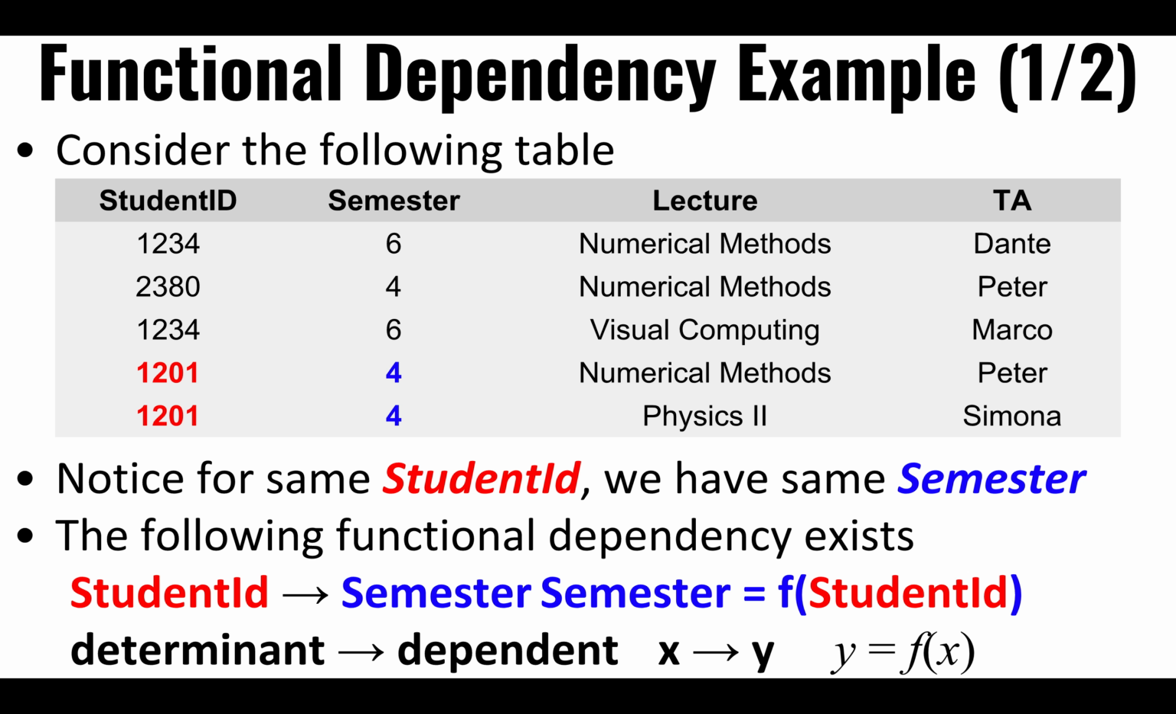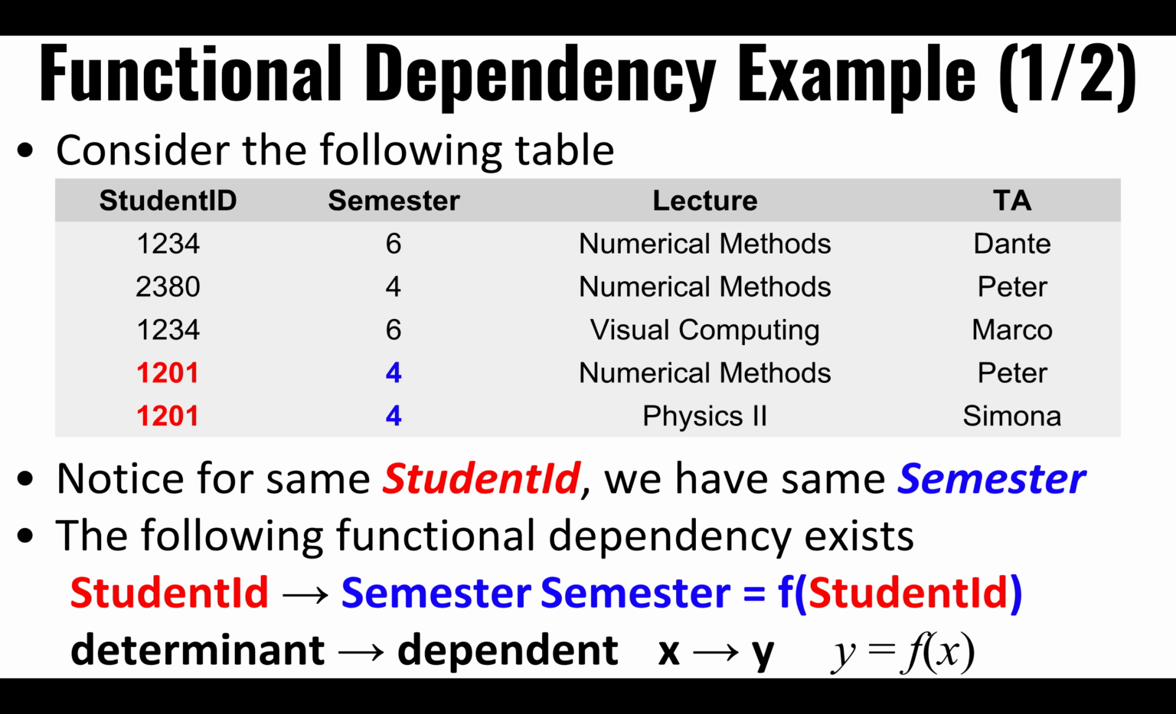Okay. In this particular record, it shows that particular student is taking a particular lecture called numerical methods. In a separate record, we're saying that the same exact student is also taking another lecture called Physics 2. Make sense? Now notice that it would be improper for the data to show that student 1201 is in semester 4, but in another record showing that the same student is in semester 5. That would make no sense, right? The same student cannot be in two different semesters, right?